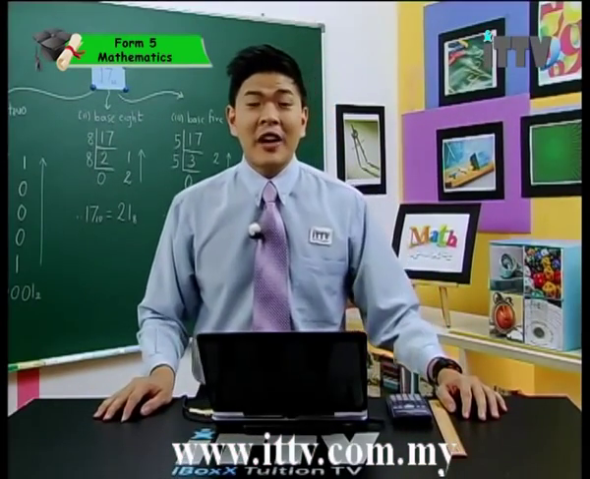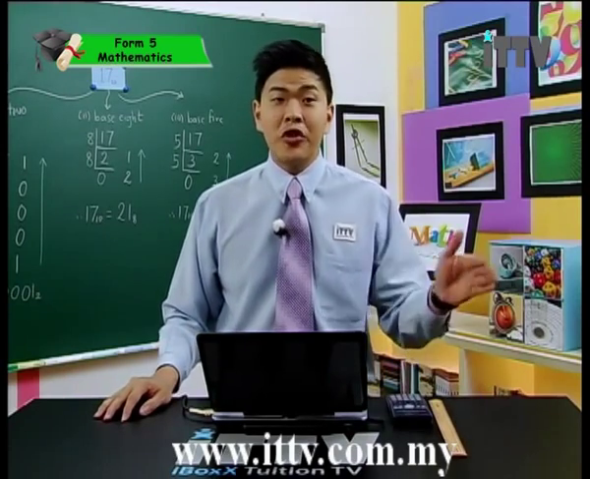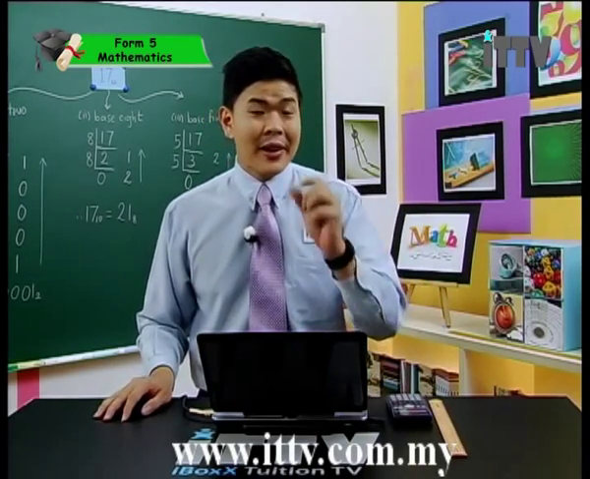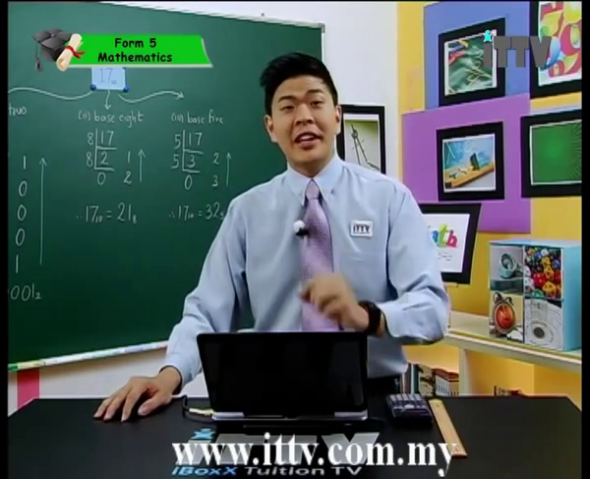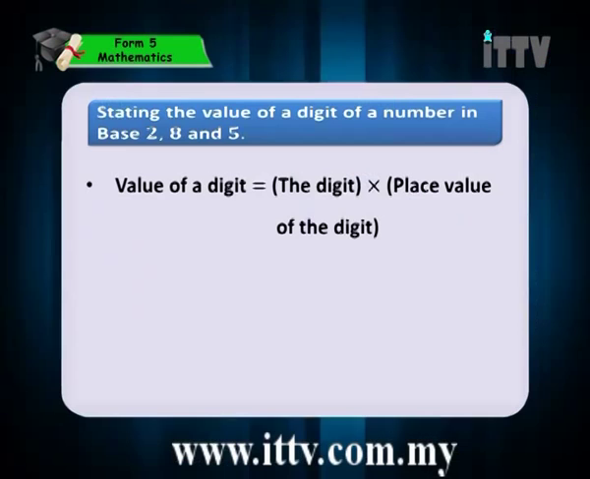So guys, we have seen that a number in base 10 can be converted to a number in 3 other bases. Remember the technique, which is called the quotient method or repeated division. Now, let's move on to the next part of this lesson.